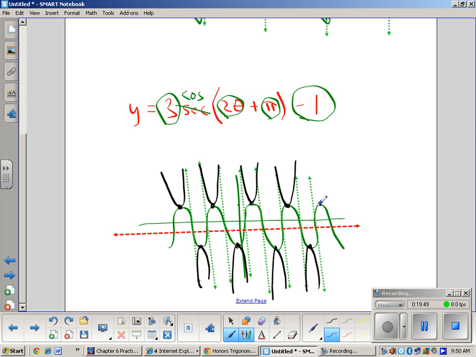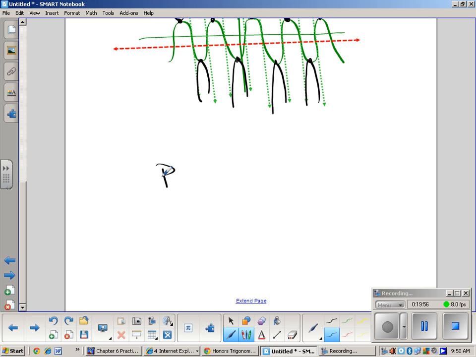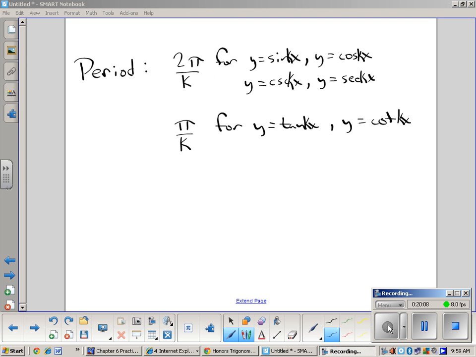All right. On page 397, there are properties of secant and cosecant graphs. Please copy them down. Just a reminder what the period is. You take notes on this. We've talked about this before.